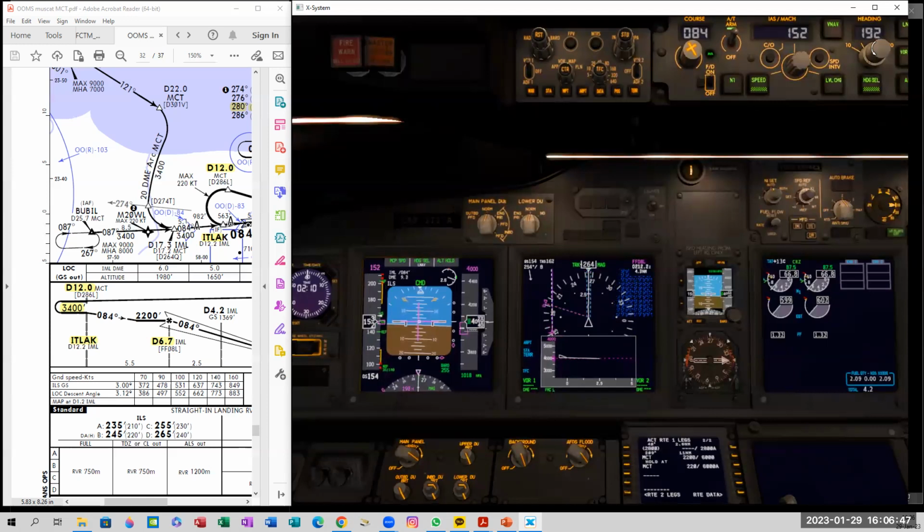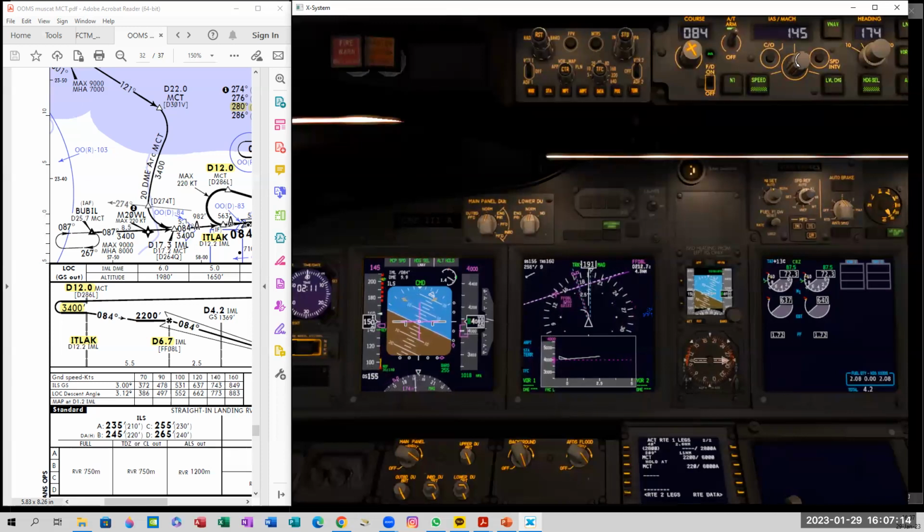So let's say we are given the turn now to base leg. We are partially configured for landing. We know we're going to be fairly high. The gear is down, so let's select landing flap. Today our landing flap is flaps 30. And VREF plus 5. Speed brakes armed. So we are configured for a minimum speed.